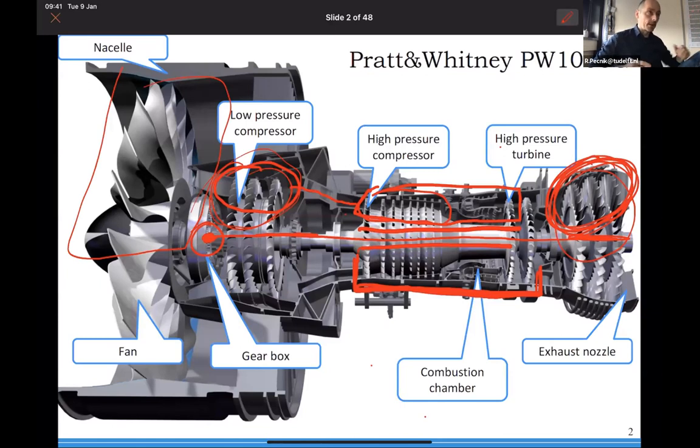Which means that the fan cannot be very large, because the larger the fan blades become, the higher the tip speed. And if the tip speed becomes too high, it could be faster than the speed of sound. If the tip speed is faster than the speed of sound, you create shock waves. Shock waves mean very large losses. That's why you use a gearbox. You use a gearbox so that this turbine can operate at very high rotational speeds, and then you lower the rotational speed in the gearbox so that the fan can rotate at lower rotational speeds, and you can make the fan very long so that the tip speed of the fan stays below the speed of sound.